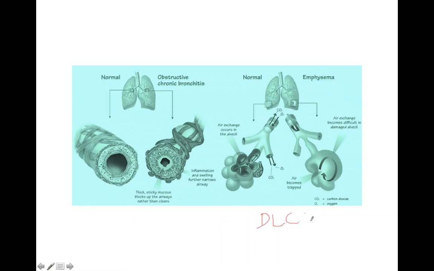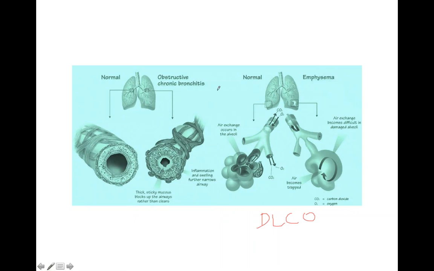Diffusion capacity will be decreased in emphysema. In chronic bronchitis, it is normal. What happens in chronic bronchitis? There is goblet cell hyperplasia causing thick secretions, so the patient has a productive cough for at least 3 months. Because of this, the air gets trapped inside.